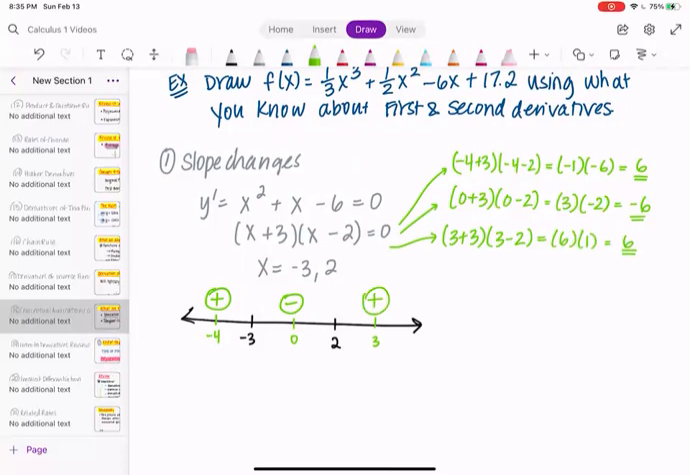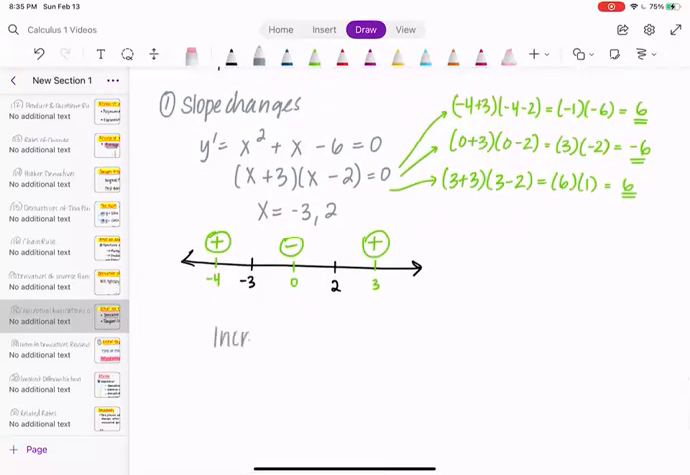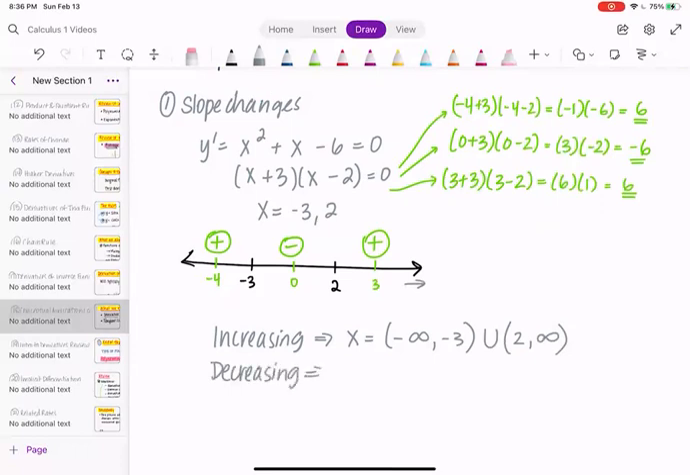So basically what this does is it shows us that the function is increasing from x equals -∞, comma -3, and then it stops increasing, and then it goes to increasing again at 2, infinity, because it increases everywhere after that. But that also means that it's decreasing for everywhere that x equals -3 to +2.